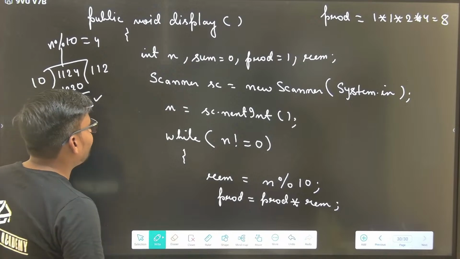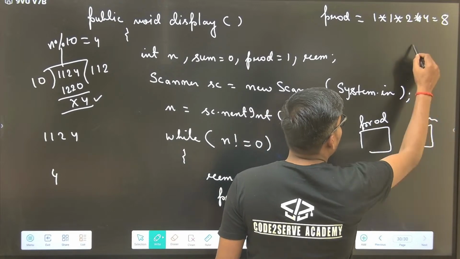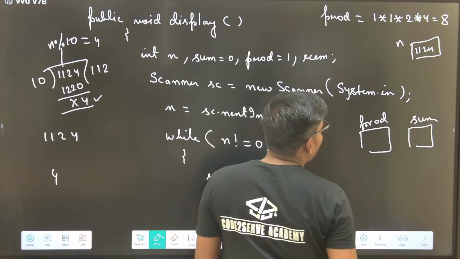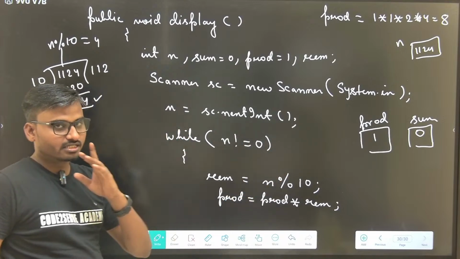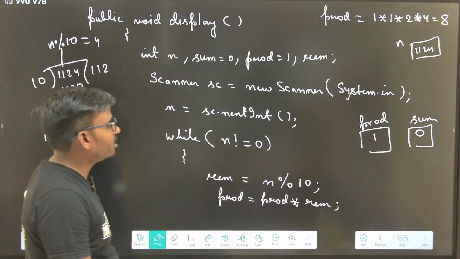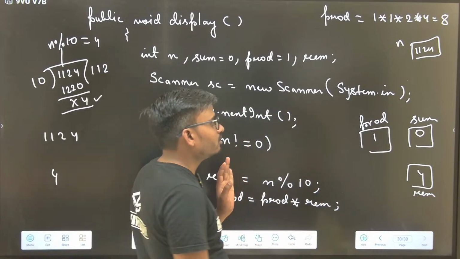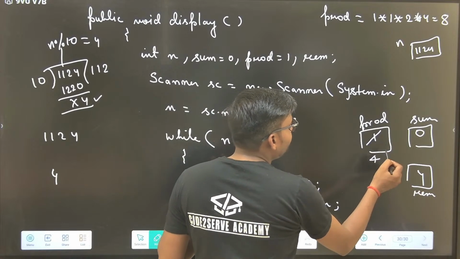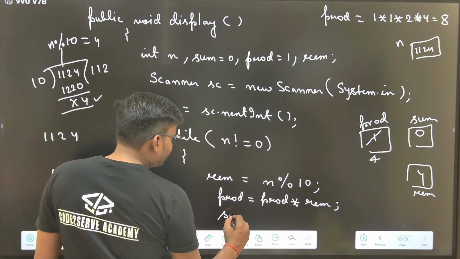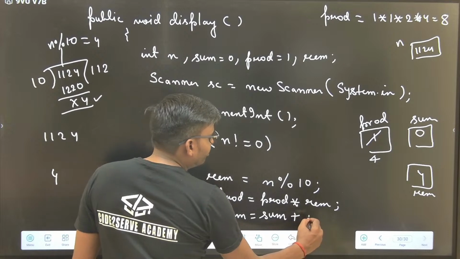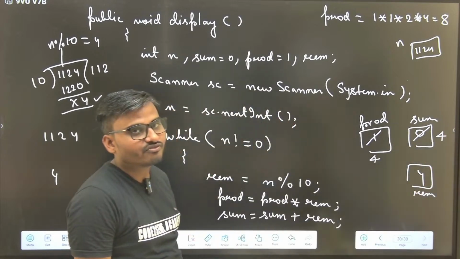What was the current value of product? Let me dry run also. Here it is product, here it is sum, and here it is n. n is 1124, suppose. Product is initially 1 and sum was initially 0. First, remainder is equals to n modulus 10, which means the remainder, so in remainder it will be 4. Now product is equals to product into remainder, that is 4 into 1, that is 4. So 4 got stored into the product variable. Next, sum is equals to sum plus remainder. Sum was 0, now 0 plus 4 will be 4, and that will be stored inside the sum variable. Got it?